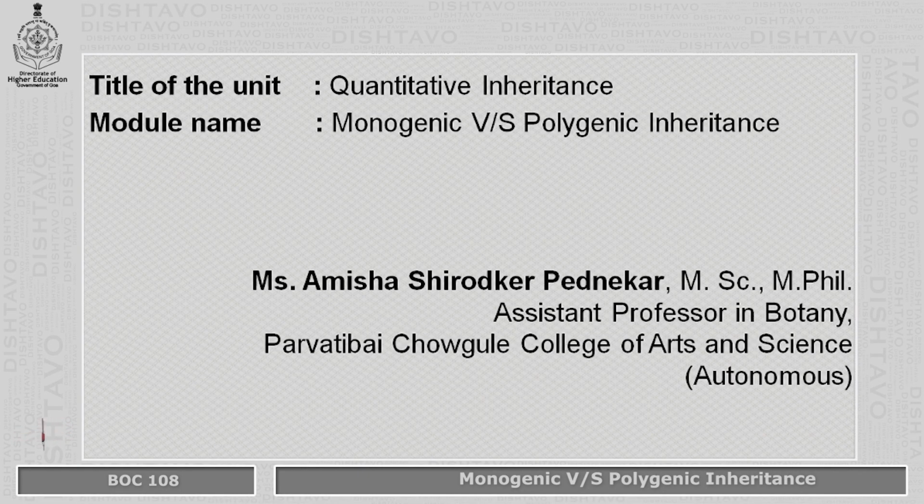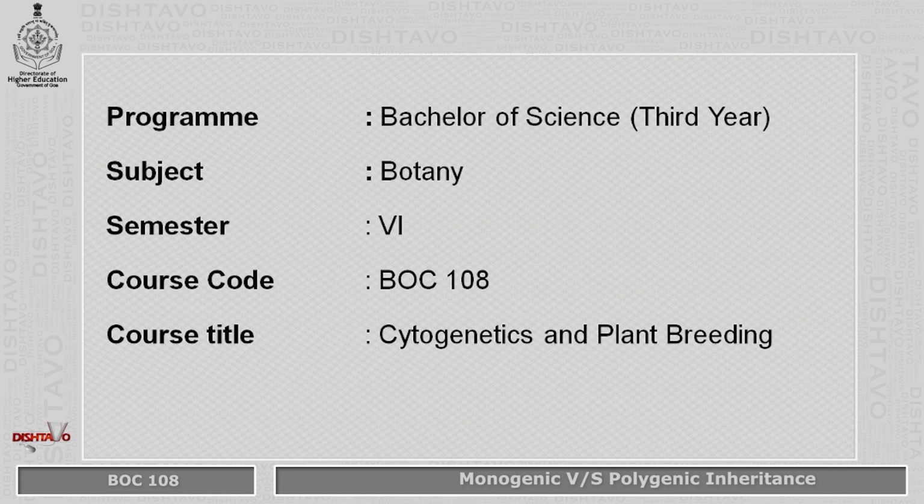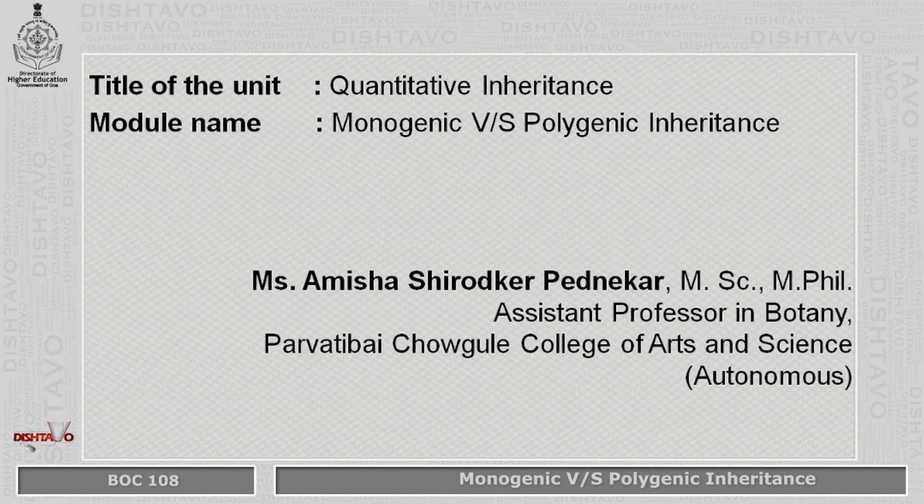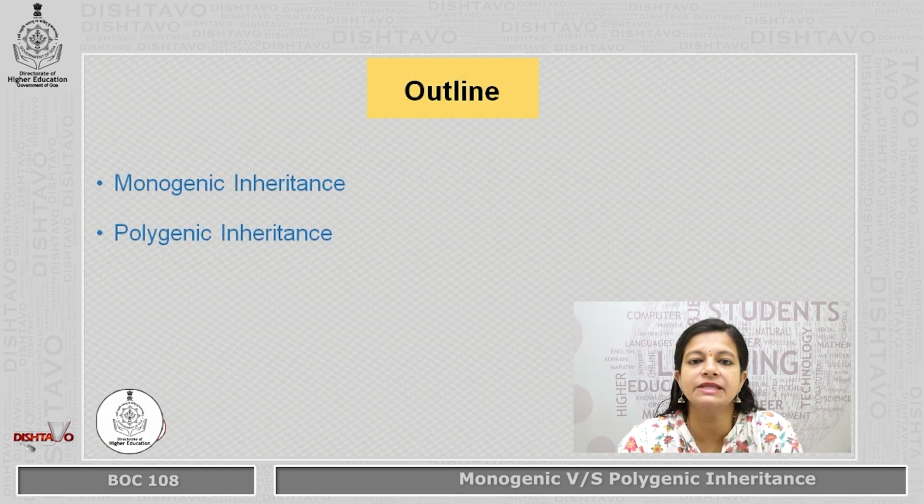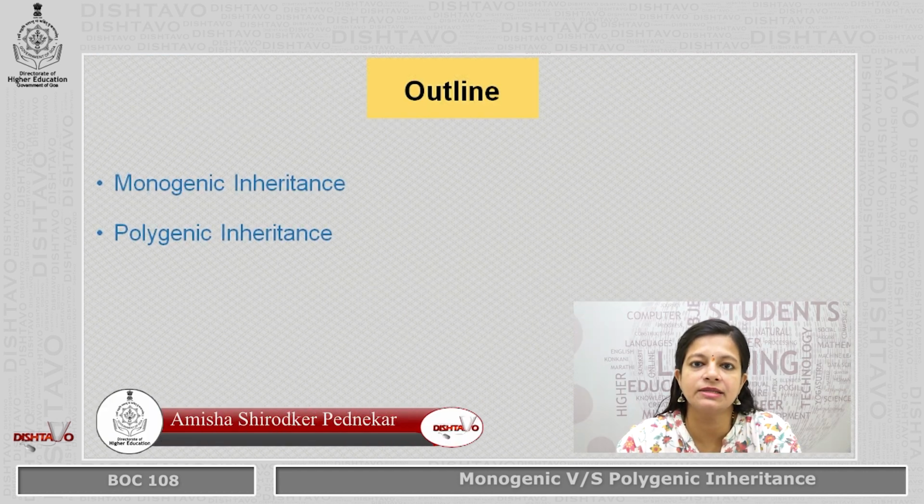I am Amisha Shirodkar-Pednikar, Assistant Professor in the Department of Botany at Parvatibai Chogle College of Arts and Science, Autonomous, Marga. Today we will be seeing the course Cytogenetics and Plant Breeding. The unit is Quantitative Inheritance. The module name is Monogenic versus Polygenic Inheritance. Outline: we will be seeing monogenic inheritance and polygenic inheritance.